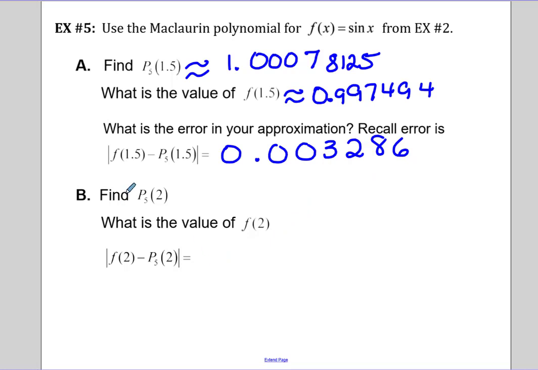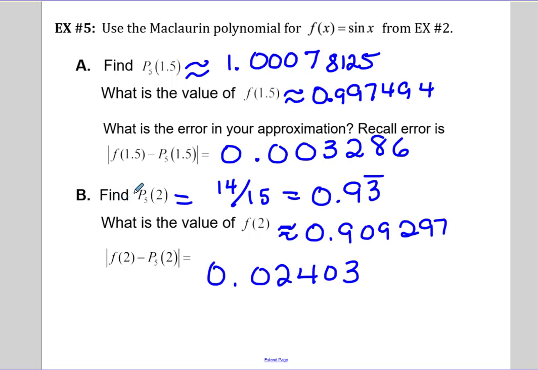On part B, we want to find the p sub 5 of 2 and the f of 2, and then calculate the error. So you want to turn the video off and do that on your own and come back and check your work with my work. I found the value at 2 is 14/15 or 0.93 repeating. The function value at 2 is about 0.9092, and the error is about 0.024.